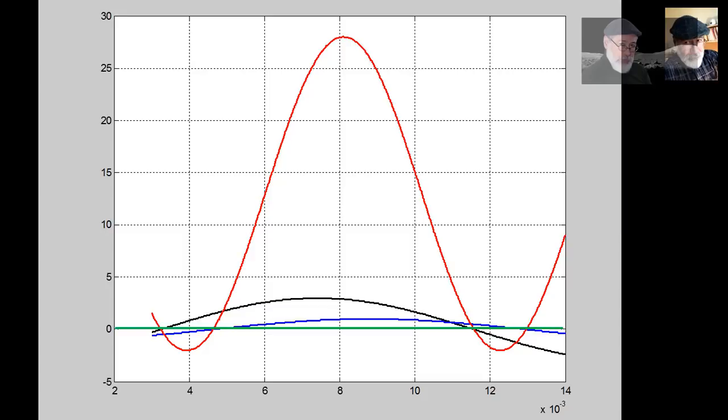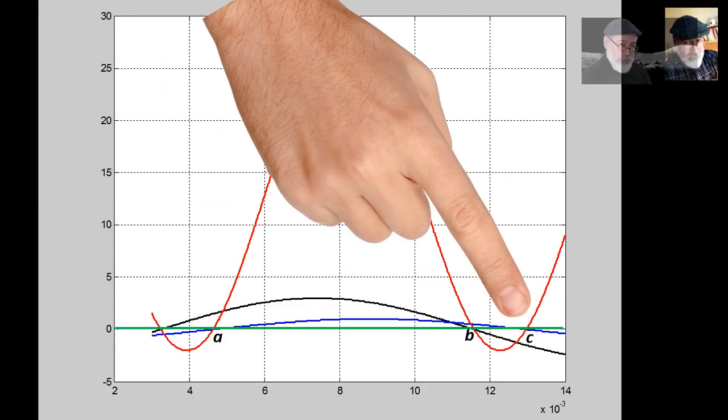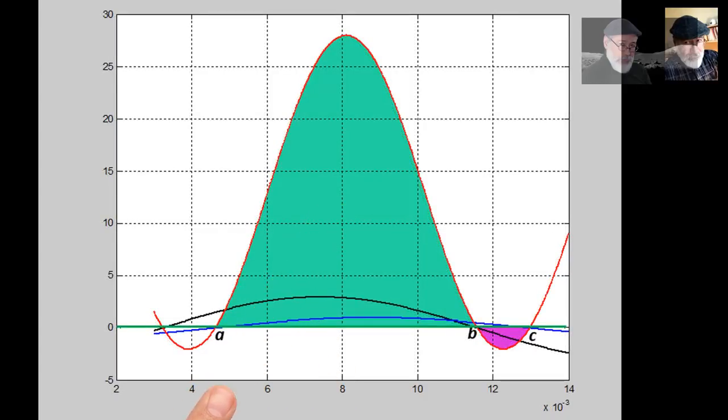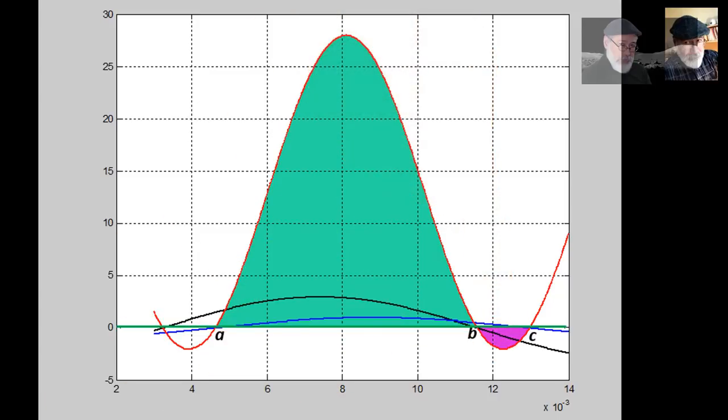In that curve, the first thing I'm going to do is identify when the power is 0 in the element. A, B, and C are the points in time when power is 0 in that load. Between A and B, the load is absorbing energy. What energy? This green energy. And between B and C, the load is delivering that little purple energy. So let's give them names. This is absorbed energy, and this is delivered energy.